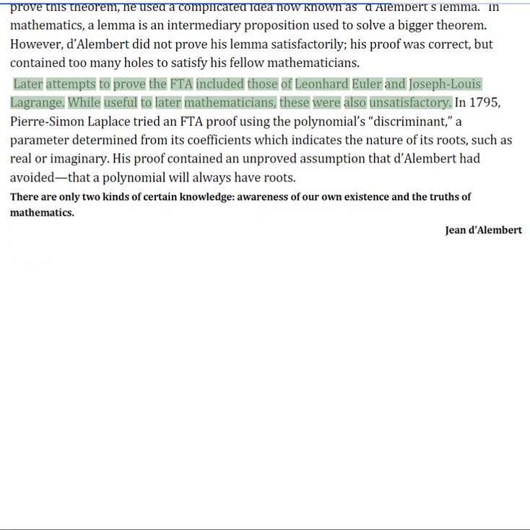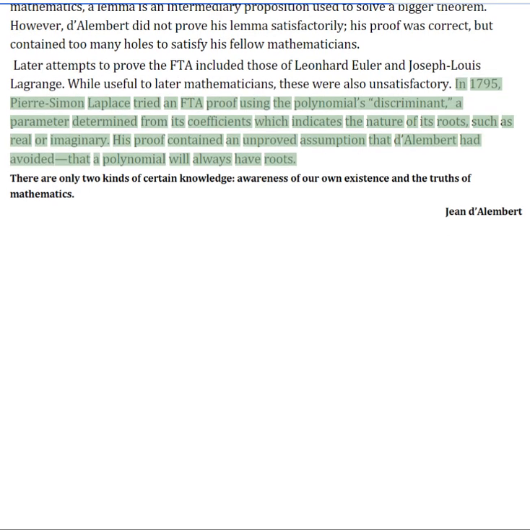Later attempts to prove the FTA included those of Leonhard Euler and Joseph Louis Lagrange. While useful to later mathematicians, these were also unsatisfactory. In 1795, Pierre-Simon Laplace tried an FTA proof using the polynomial's discriminant, a parameter determined from its coefficients which indicates the nature of its roots, such as real or imaginary. His proof contained an unproved assumption that d'Alembert had avoided, that a polynomial will always have roots.